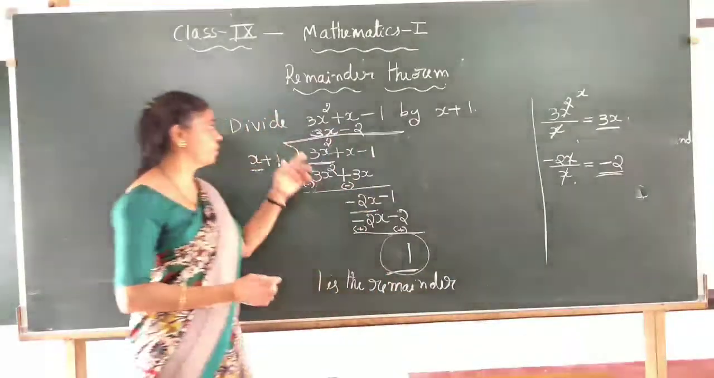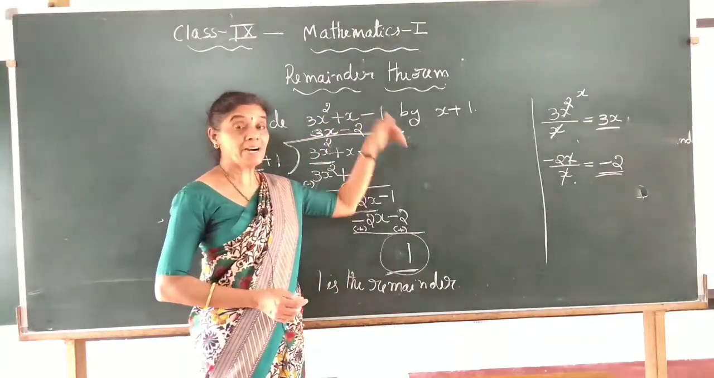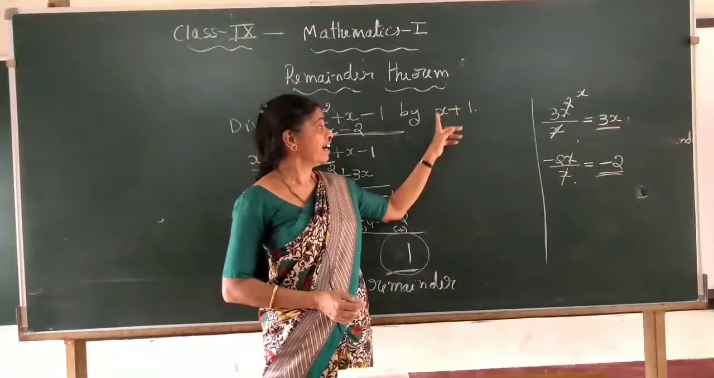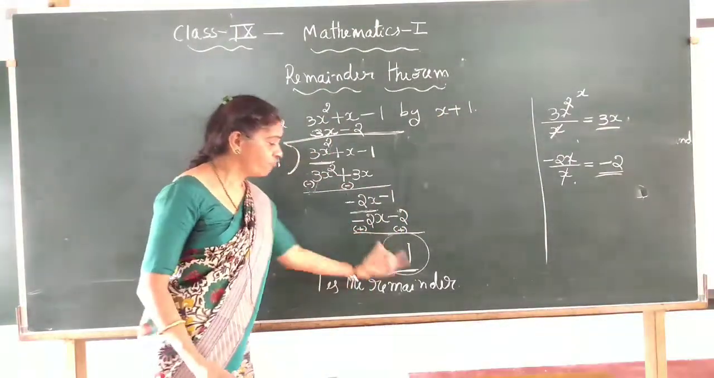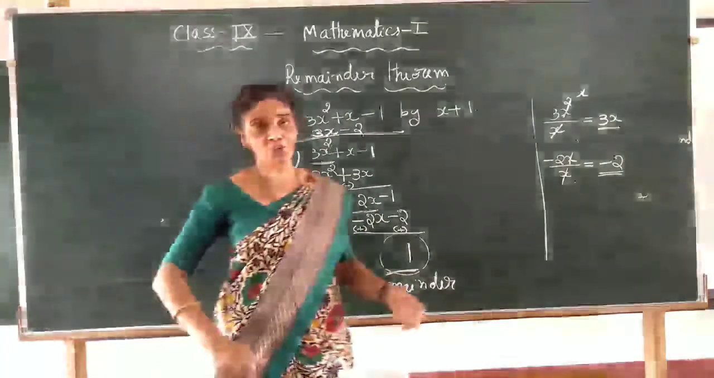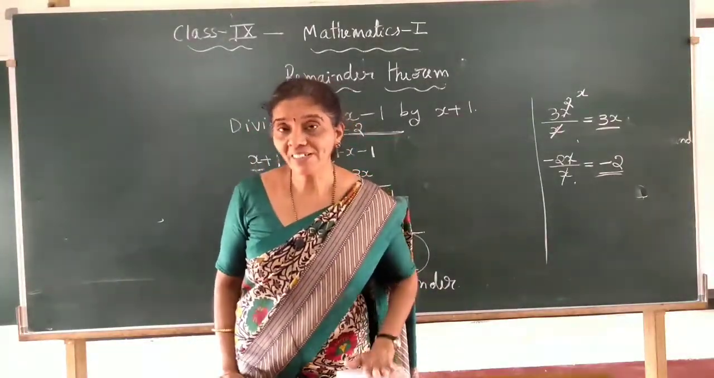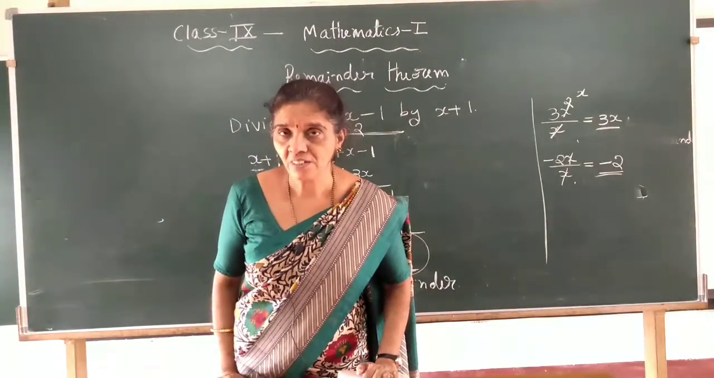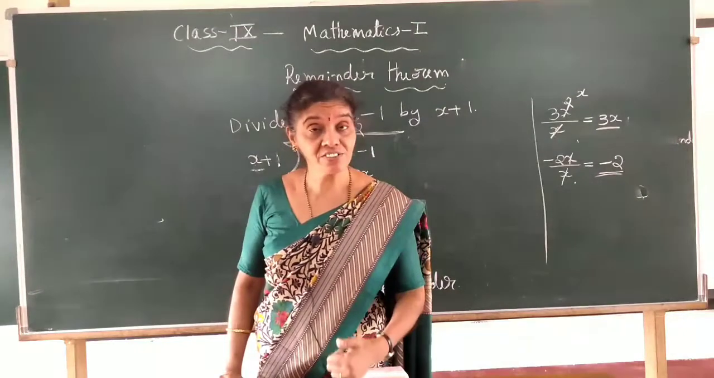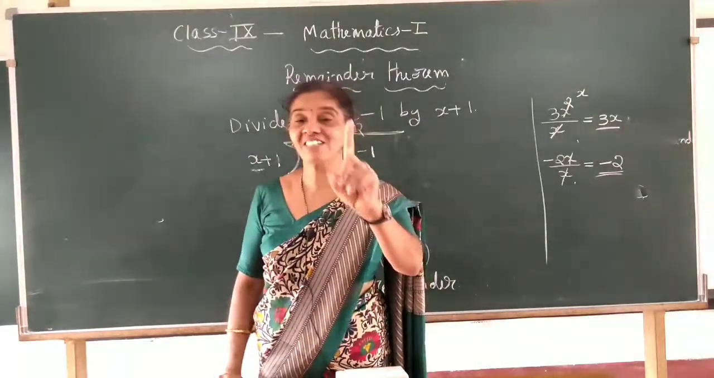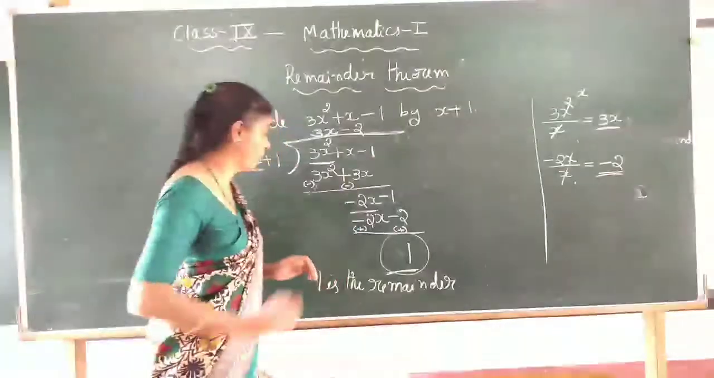So when you divide the polynomial 3x square plus x minus 1 by a linear polynomial x plus 1, the remainder we got is 1, which is the actual division we did. Now what does the remainder theorem say? There we want to divide without doing division. I will show you, I will get the answer exactly 1. Okay. Now what is the remainder theorem?